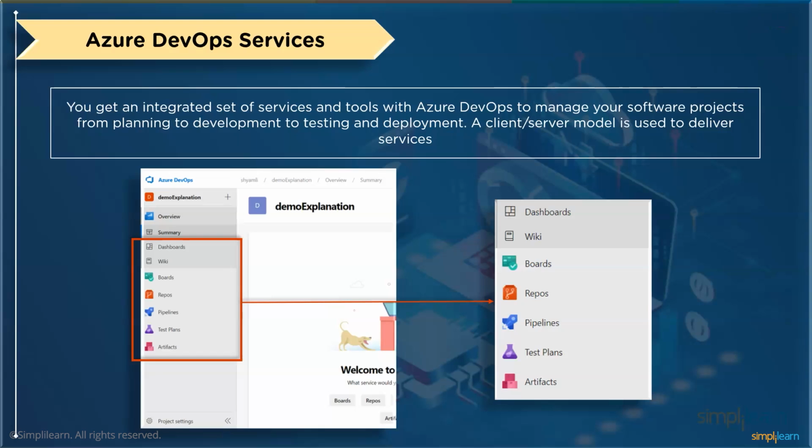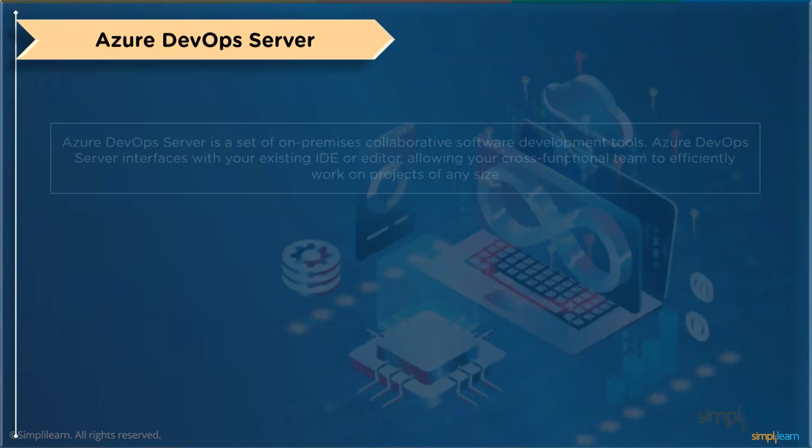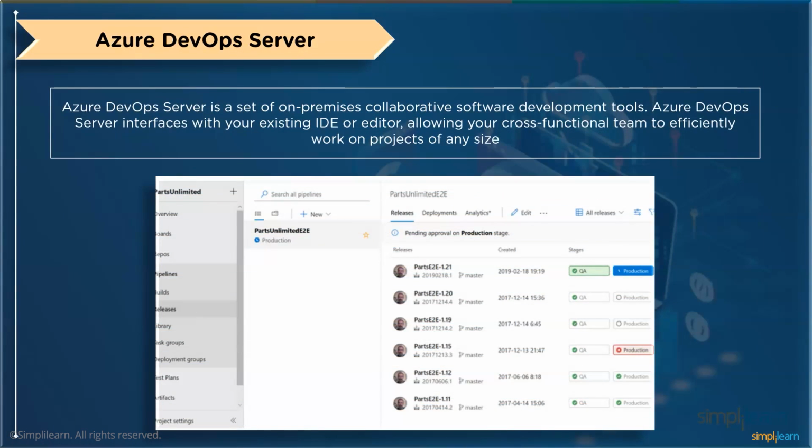So now that we have covered Azure DevOps Services, let's move on to Azure DevOps Server. Version control, reporting, requirements management, project management, automated builds, testing, and release management are all capabilities of Azure DevOps Server, a Microsoft product. It provides DevOps features and spans the complete application cycle.